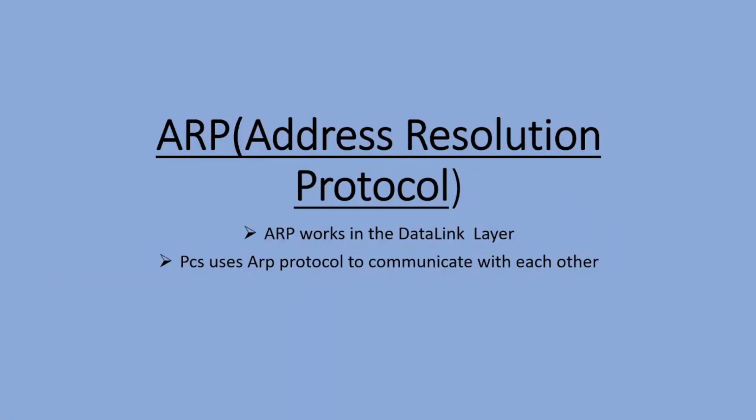Today I'm going to talk about an N+ topic, that is ARP, Address Resolution Protocol. ARP works in the data link layer of the OSI model. PCs use ARP protocol to communicate with each other. So if many PCs are connected to a switch, then they use ARP to communicate with each other in a LAN.